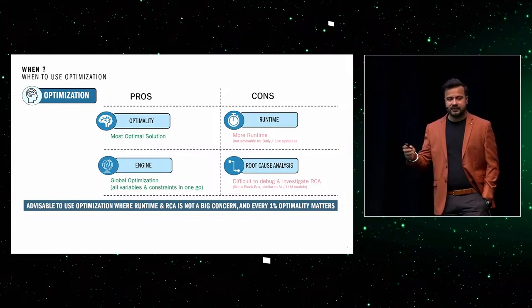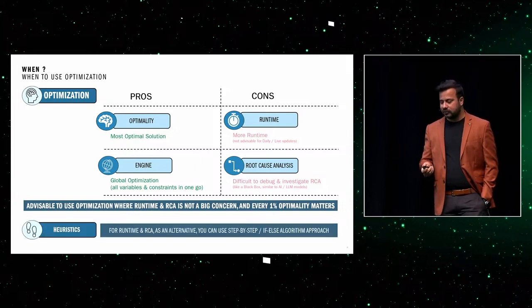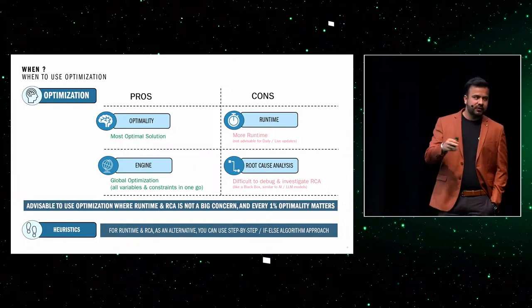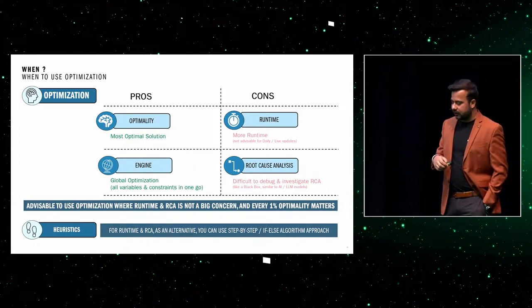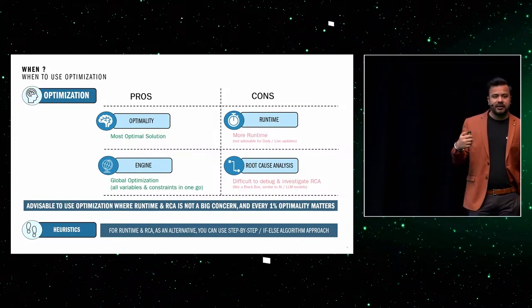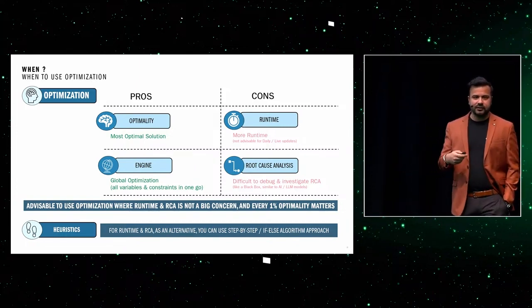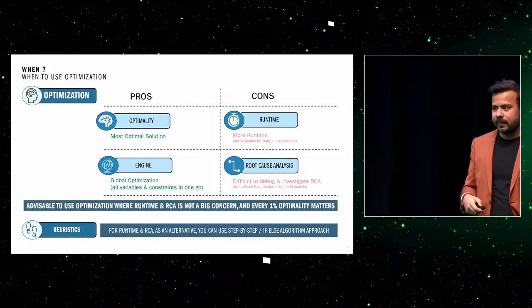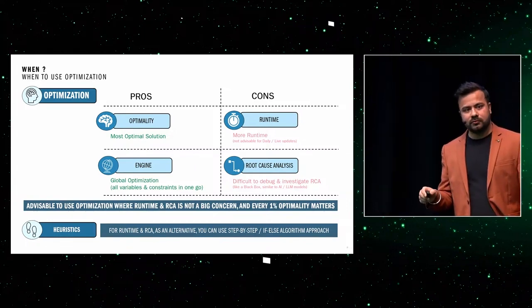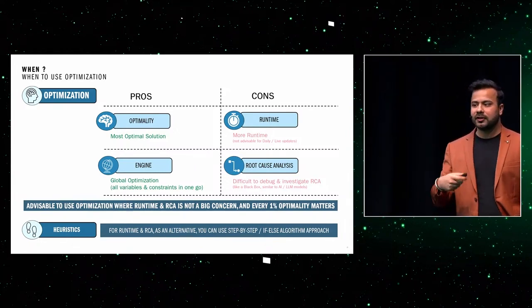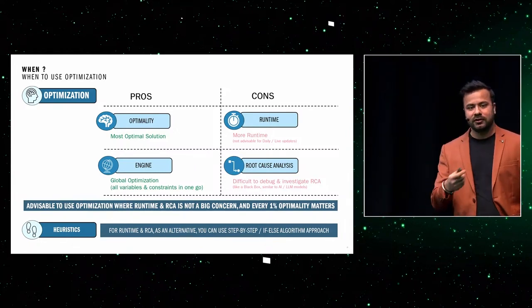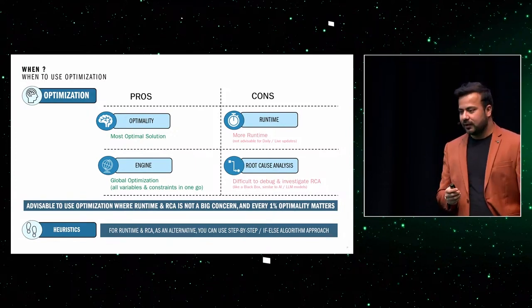Alternatively, we also have another approach similar to optimization, which is called heuristics, which is like a step-by-step approach, basically how all the flow charts and algorithms work today. You can use that if runtime and RCA are your biggest bottlenecks in your business, in your use case. But I'm not going to go much into heuristics, but if you are interested and want to talk about it, I am available after the demo. Let's talk and let's connect.